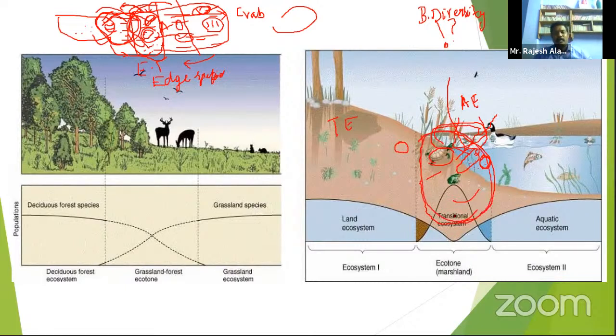Any doubts you have, sir? Do you have any doubts in this ecotone?